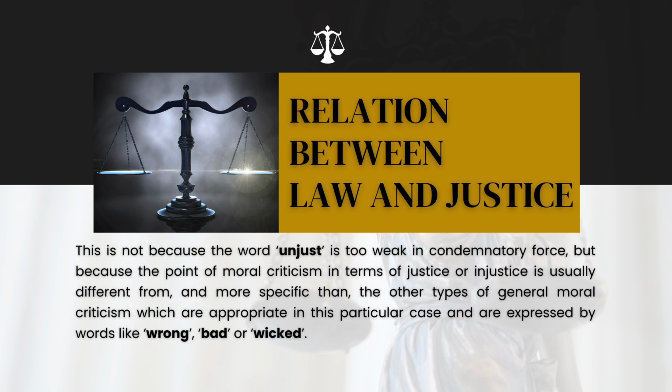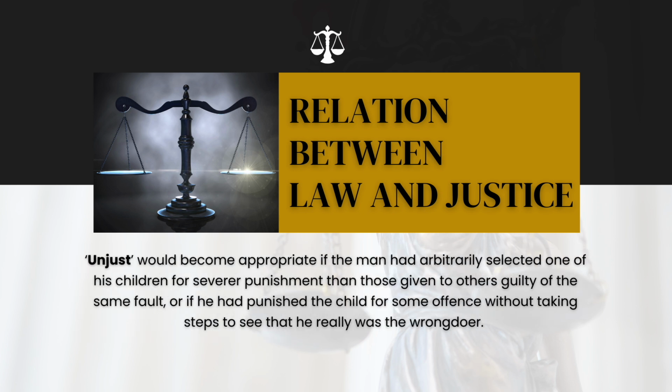This is not because the word unjust is too weak in condemnatory force, but because the point of moral criticism in terms of justice or injustice is usually different from, and more specific than, the other types of general moral criticism which are appropriate in this particular case and are expressed by words like wrong, bad, wicked. Unjust would become appropriate if the man had arbitrarily selected one of his children for severe punishment than that given to the others guilty of the same fault, or if he had punished the child for some offense without taking steps to see that he really was the wrongdoer.